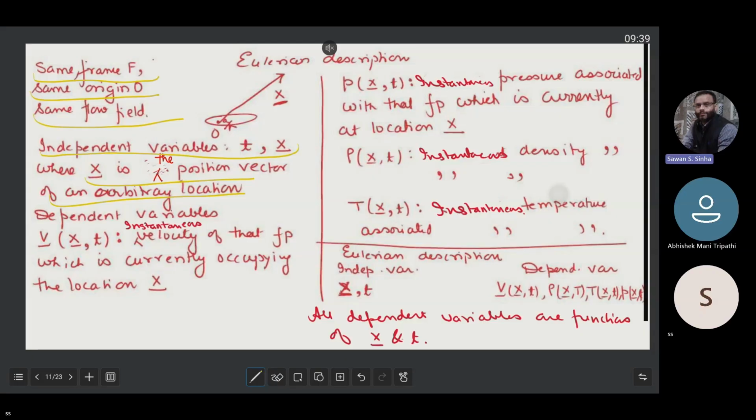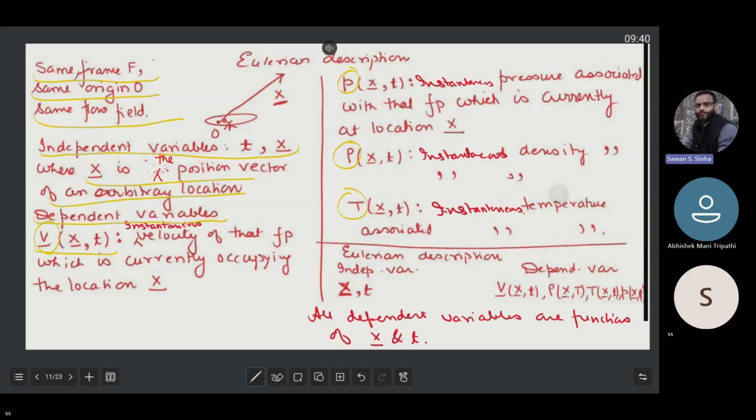Okay, and in Eulerian description, the dependent variables will be v. In fact, the identity of variables themselves will be the same: velocity, pressure, density, temperature. But now they will be functions of time and x, where x is chosen by whom? Me, you, the probe, the person who is probing the flow field. You see the difference, Eulerian, Lagrangian? Okay.